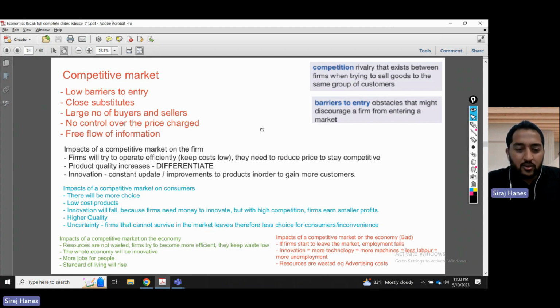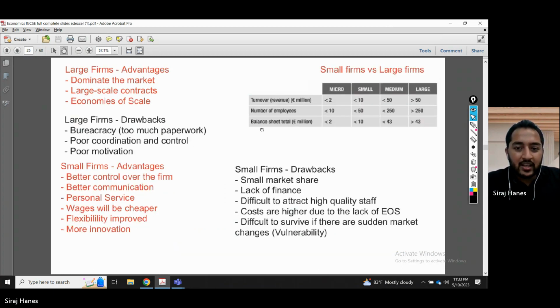All right. So now, close to competitive markets, we're going to look at large firms and small firms. Large firms dominate the market. They get large scale contracts. They also have economies of scale. These are good things about large firms. We learned that economies of scale mean lower cost. What are the drawbacks of a large firm? Bureaucracy. A lot of paperwork because the firm is large. Poor coordination, poor control. All these are diseconomies of scale that we discussed. Poor motivation. The firm is too large. People are like, you know what? The boss doesn't even know me.